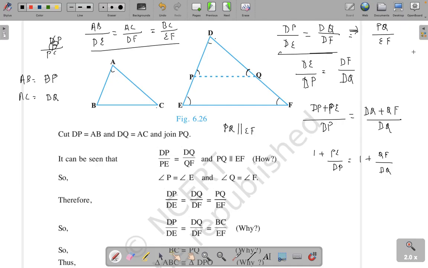Now see if you compare these two. When you are using BPT for similarity, don't forget this third thing as well. That will be useful when you have to prove similarity. So you can say BC upon EF is equal to PQ upon EF. Does this mean BC is equal to PQ? Can you write this? BC is equal to PQ.